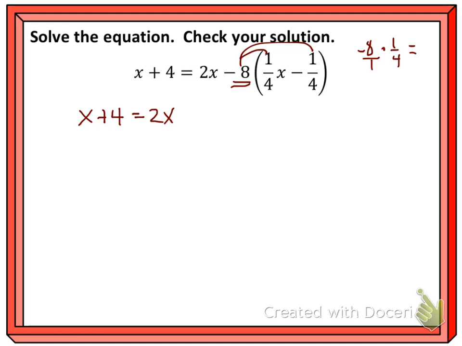So -8 times 1 is -8. 4 times 1 is 4. And -8 divided by 4 is -2. So minus 2x, because there's that x on it. And then -8 times a negative 1/4. Well, look at that, it's the same exact fraction, but this time it's a negative times a negative, so that's going to make a plus 2. But there's no x on it this time.